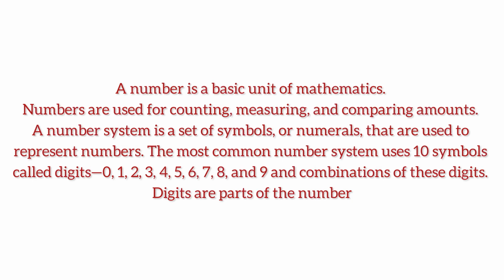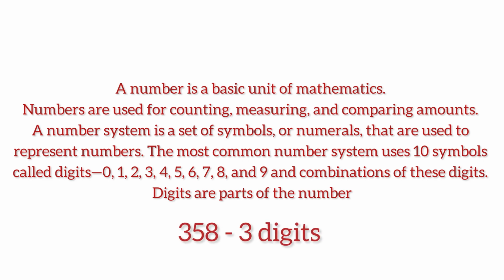A number is a basic unit of mathematics. Numbers are used for counting, measuring and comparing amounts. A number system is a set of symbols or numerals that are used to represent numbers. The most common number system uses 10 symbols called digits from 0 to 9 and combinations of these digits. Digits are part of the number.